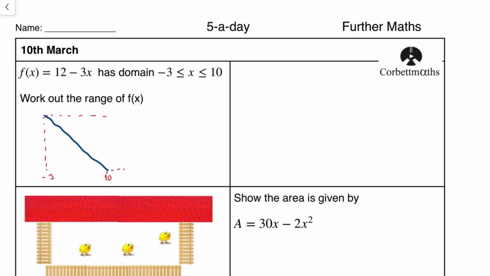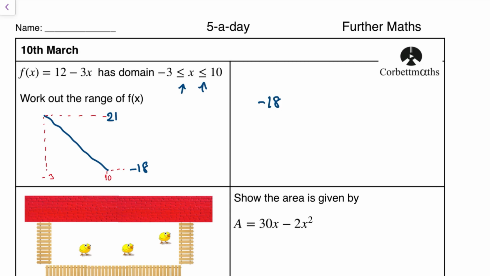So I put minus 3 into my equation. 12 minus 3 times minus 3 is 12 plus 9, which is going to give me 21. And then on the other side, put in 10. So 12 minus 3 times 10 is 12 minus 30, which is going to be minus 18. And then let's just write that the right way around. So it's going to be minus 18.